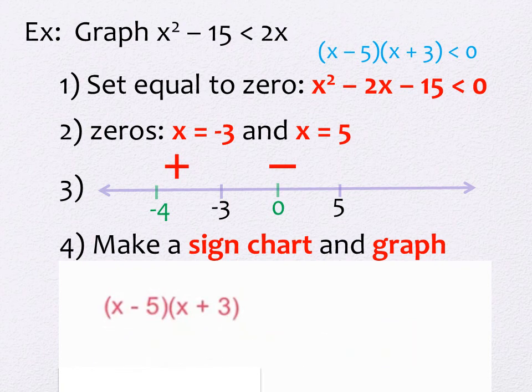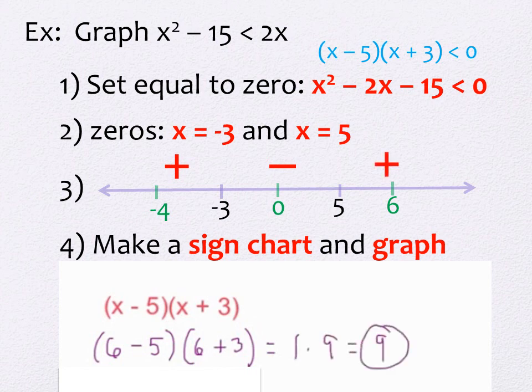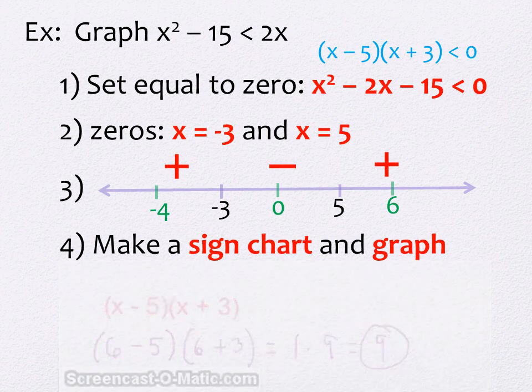Lastly, let's plug in a number greater than 5, such as 6, into our function. If we plugged it in, we get 6 minus 5 times 6 plus 3. And if you notice here, we'll get 1 times 9, which yields a positive number, so any value greater than 5 gives me a positive output. So we put a plus sign above that interval. So now that we've made our sign chart, we need to graph.